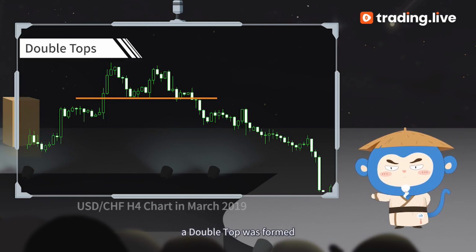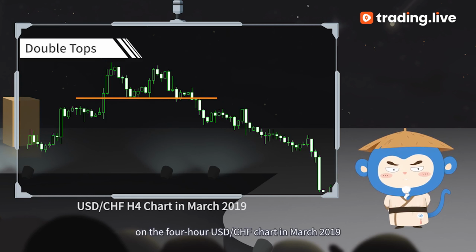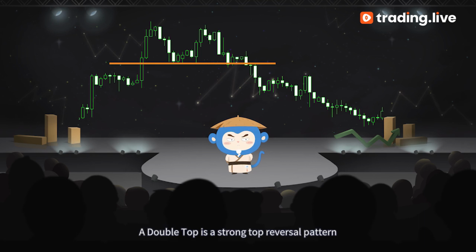For example, a double top was formed on the 4-hour US dollar Swiss franc chart in March 2019. A double top is a strong top reversal pattern, telling us that buyers and sellers are taking turns.